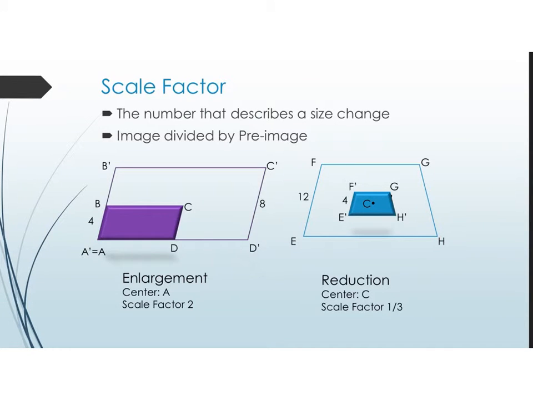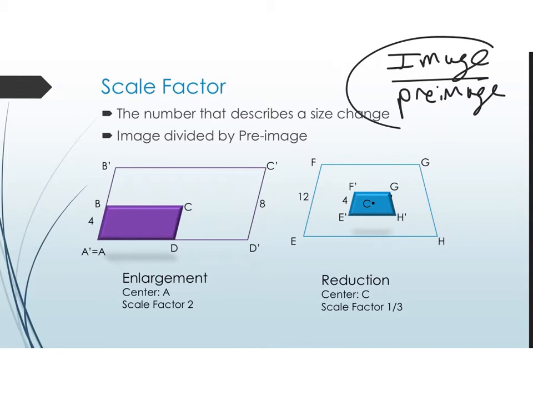So what you do need in a dilation is a scale factor and a center. A scale factor is the number that describes a size change. It can get bigger or smaller. It's the image divided by the pre-image. So it's really easy to calculate. Image divided by pre-image, and so that's a fraction, right? The image, that's the second one, divided by the pre-image.